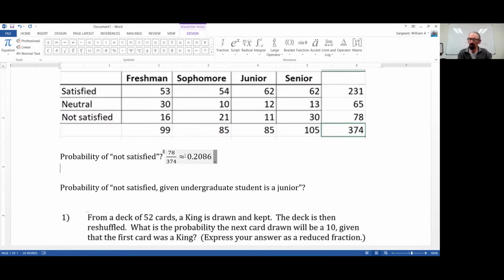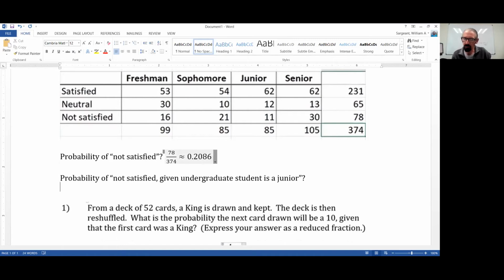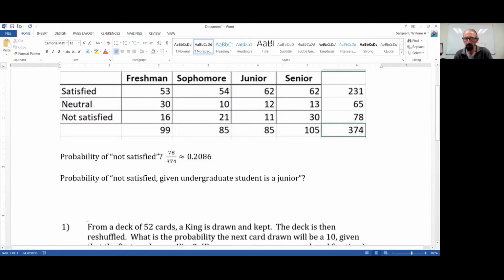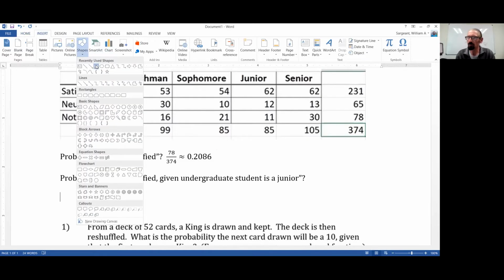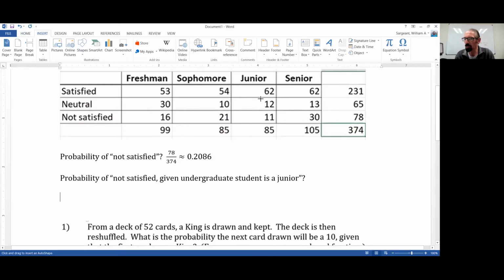So what if we added in the condition that not satisfied, given that the undergraduate student is a junior? Instead of using the formula here, just to make this go quickly, given that the student is a junior, we would restrict the sample space. So we are looking at the 85 juniors here.